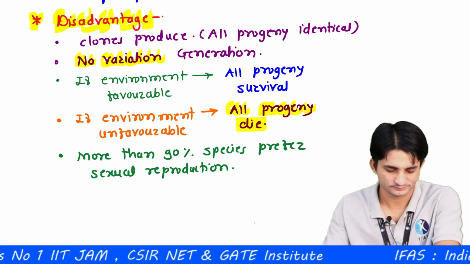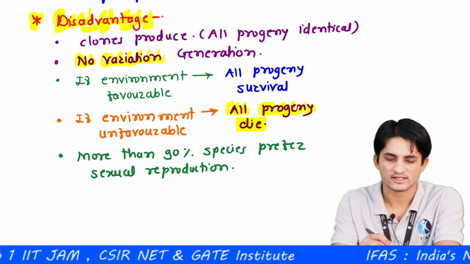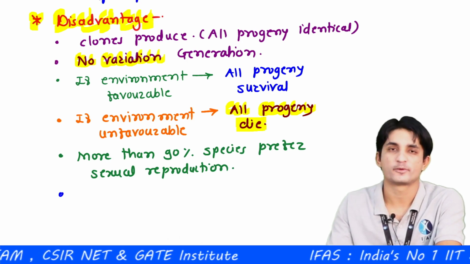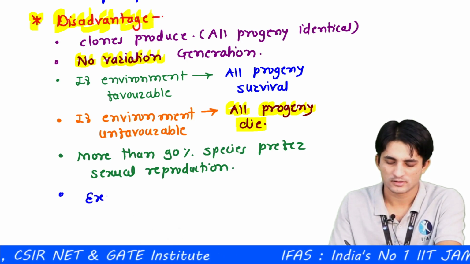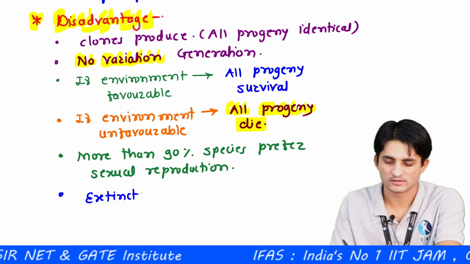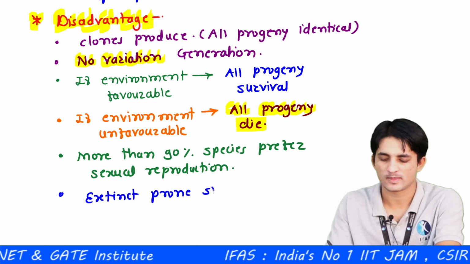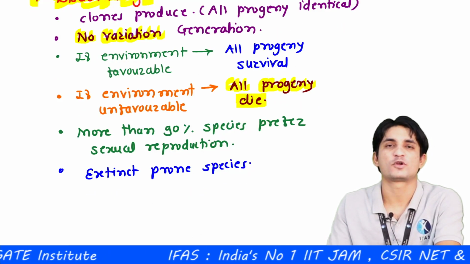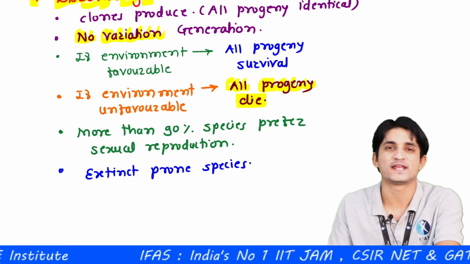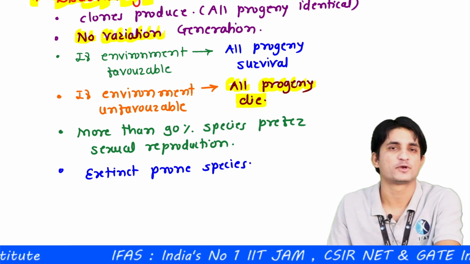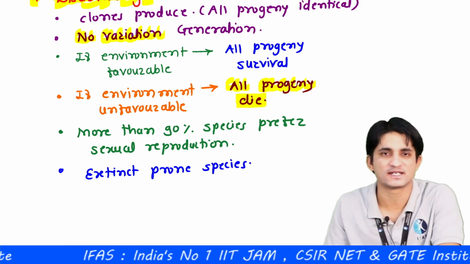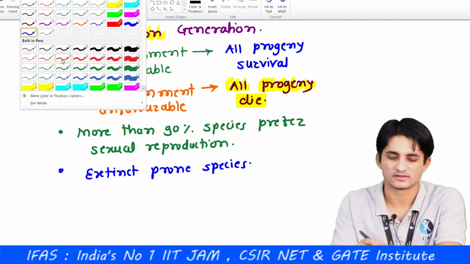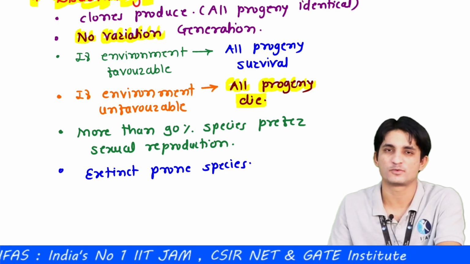In this case, mostly the extinction-prone species are from asexual reproduction. So most extinction-prone species, or the species that have gone extinct, are mostly from this group, that is, they reproduce asexually and produce clones, but environmental factors are unstable and therefore they can go extinct. So that is the major reason, or one of the reasons, for extinction-prone species.